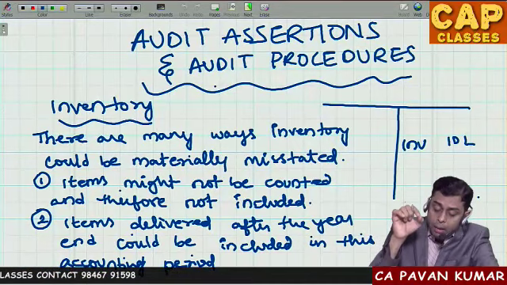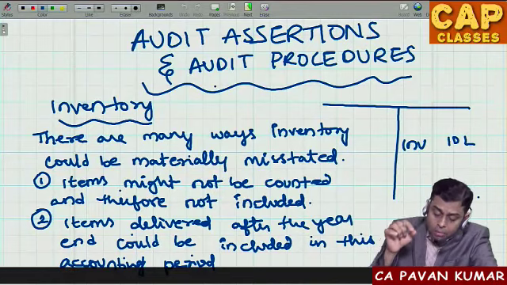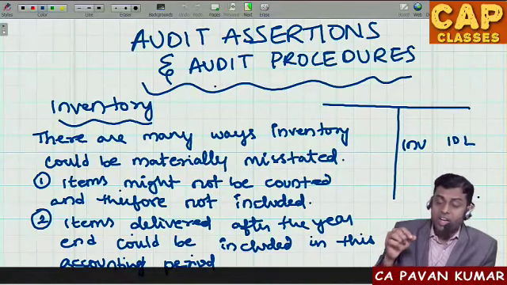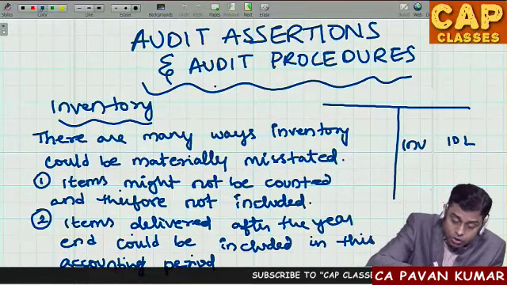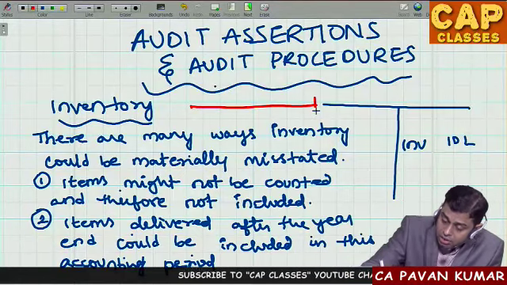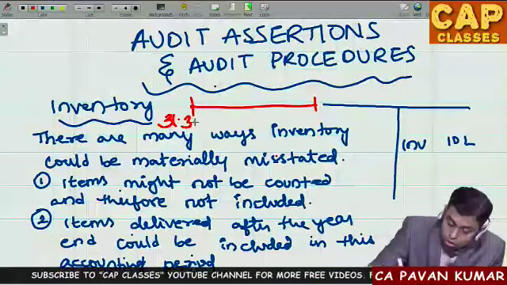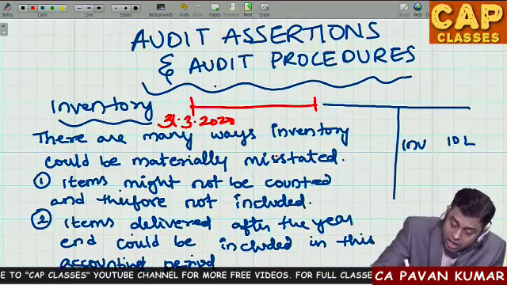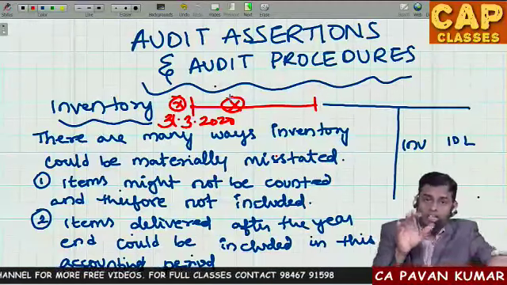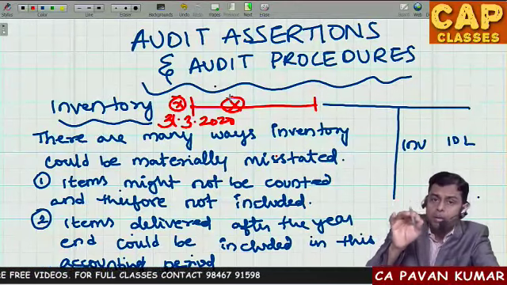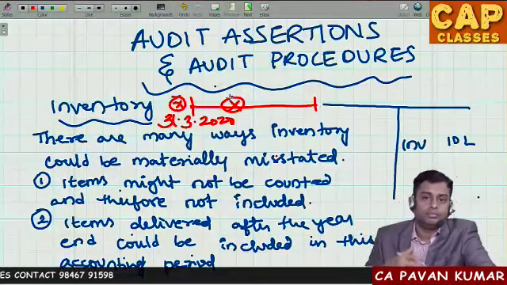First one is items might not be counted and therefore not included. Second one is items delivered after the year end. Let me give you one example for the second one. This is your timeline. This is 31/3/2020. You ordered inventory here, but you received inventory here. So inventory ordered, that means purchase order placed before the closing of the year, but goods received after the year.